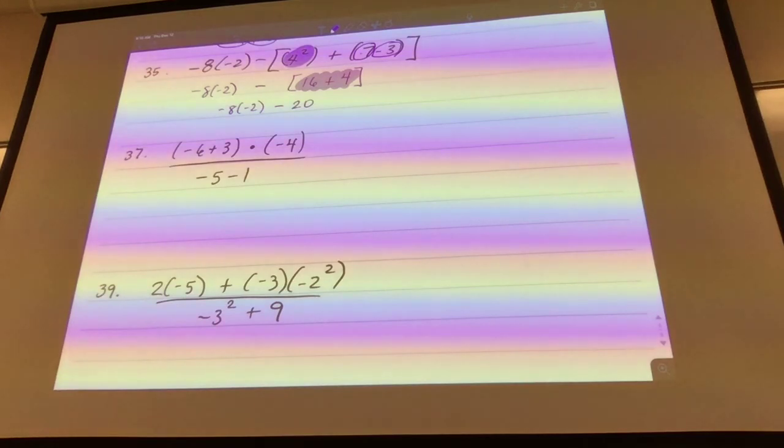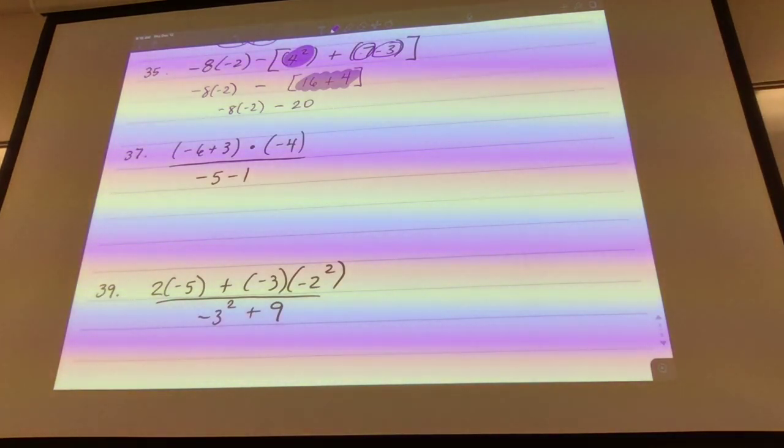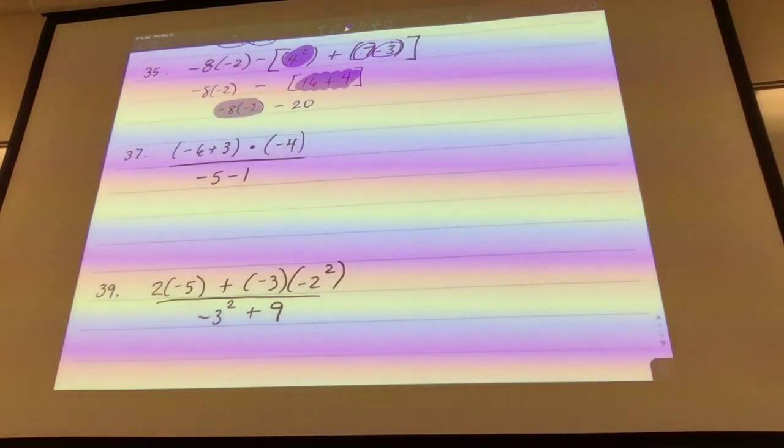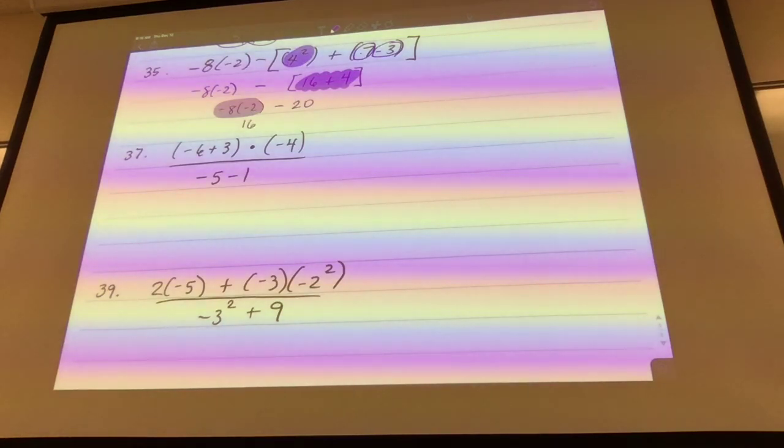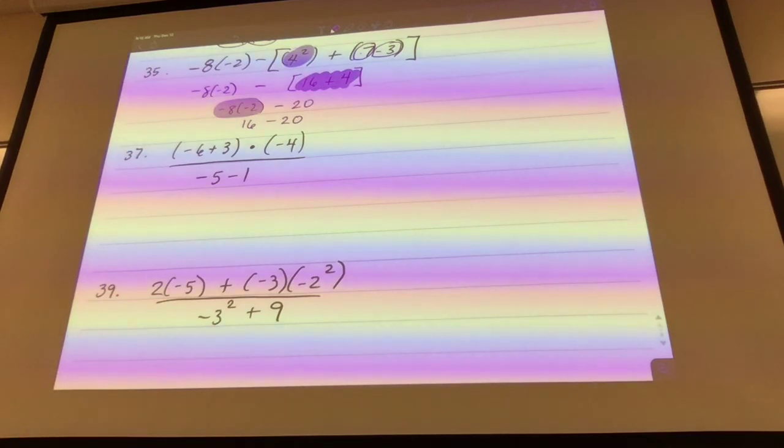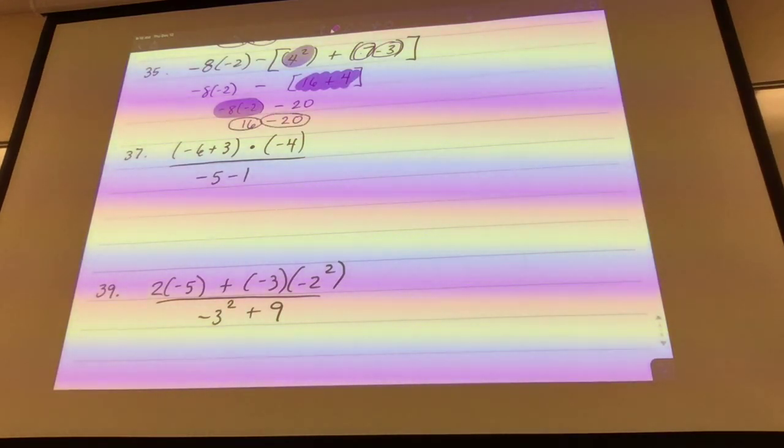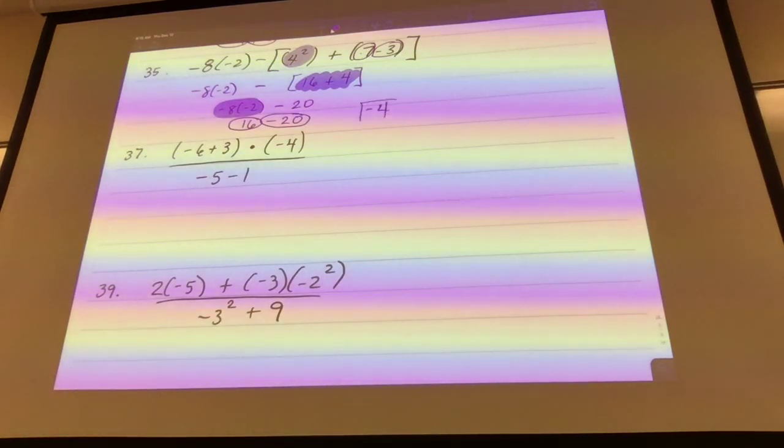All right, order of operations, what should we do next? The multiplication or the subtraction? Multiplication. That's multiplication, so we need to be here. And a negative times a negative is a positive. Now here we're doing subtraction, so if I circle the number and the sign in front of it, I have different signs, subtract, take the sign of the larger number.